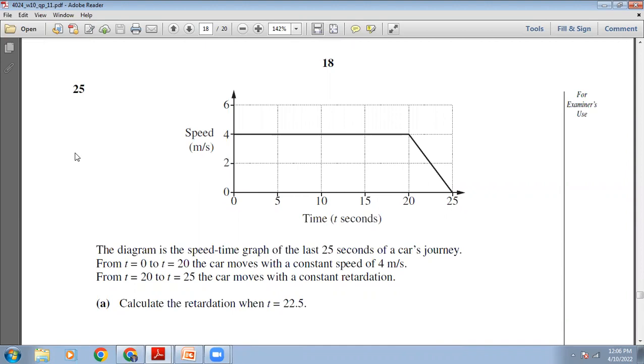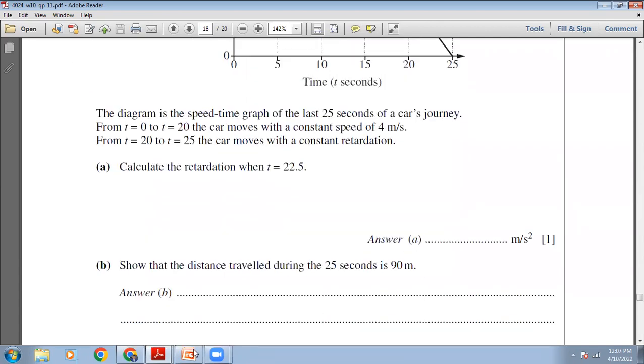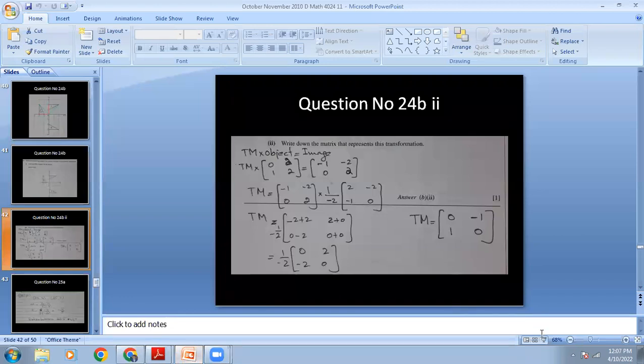Calculate the retardation when T is 22.5. So here he's asking you to find the retardation, because this line from 20 to 25 has the same gradient. So I can take this point 20,4 and this point 25,0 and find the gradient. Same gradient will be here and that will be equal to the retardation. It's a 1 mark question, so let me show you my solution.